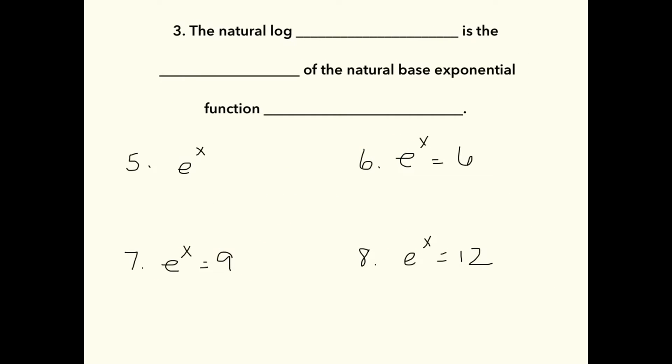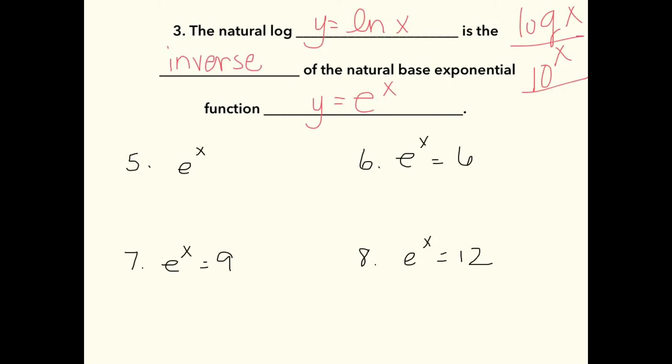All right, the natural log, which we've said is y equals ln x, is the inverse of the natural base exponential function, which is y equals e to the x. So what that's saying is natural log is the inverse of e to the x. We know regular log is the inverse of the exponential function, so it makes sense that a natural log is the inverse of the natural exponential function.